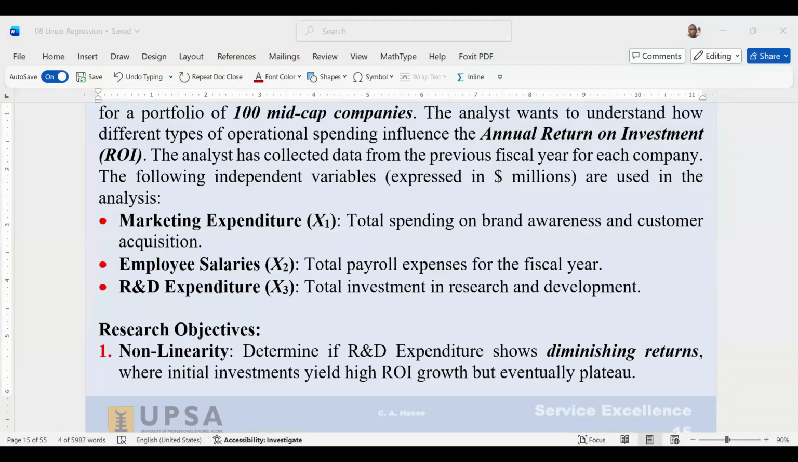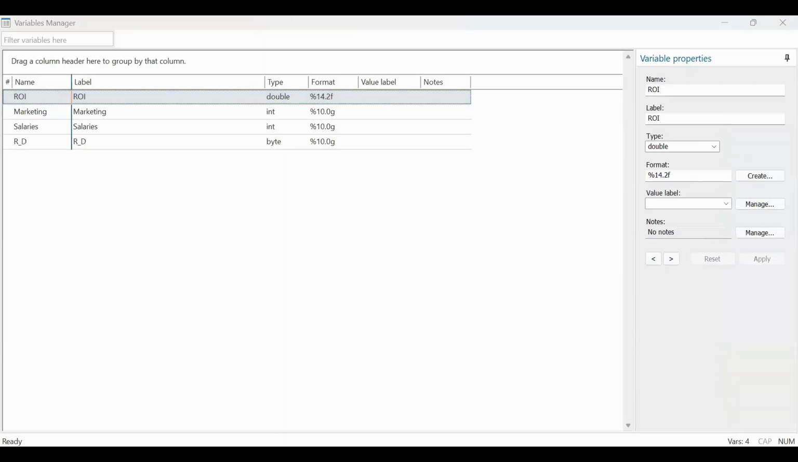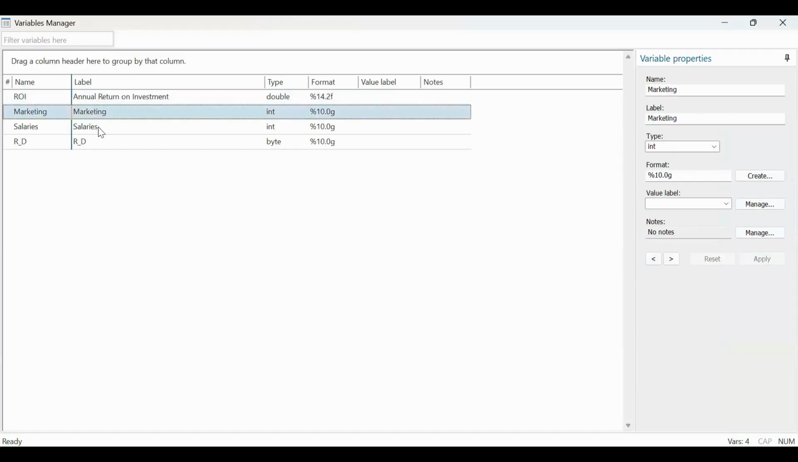Return on investment, annual return on investment. You can call it annual return on investment. So you apply. Then the marketing. Doc, are we to leave it double or still floating? We can make it floating. I think floating works better for regression. So let's change it to floating.